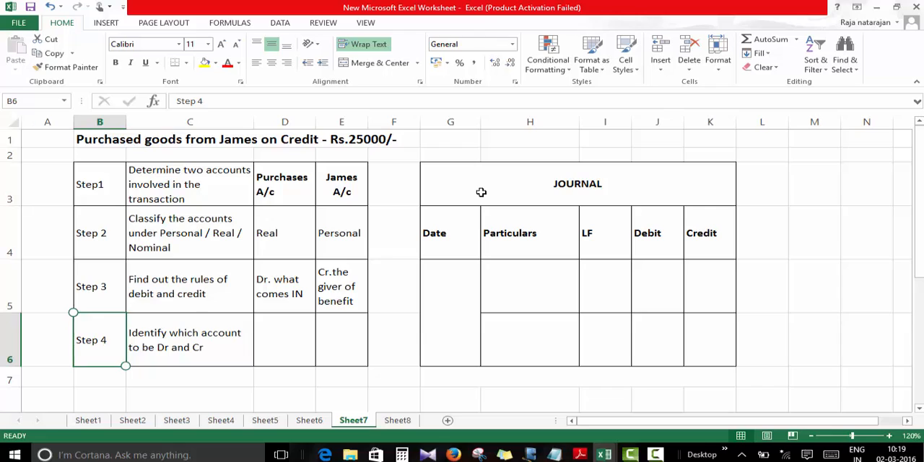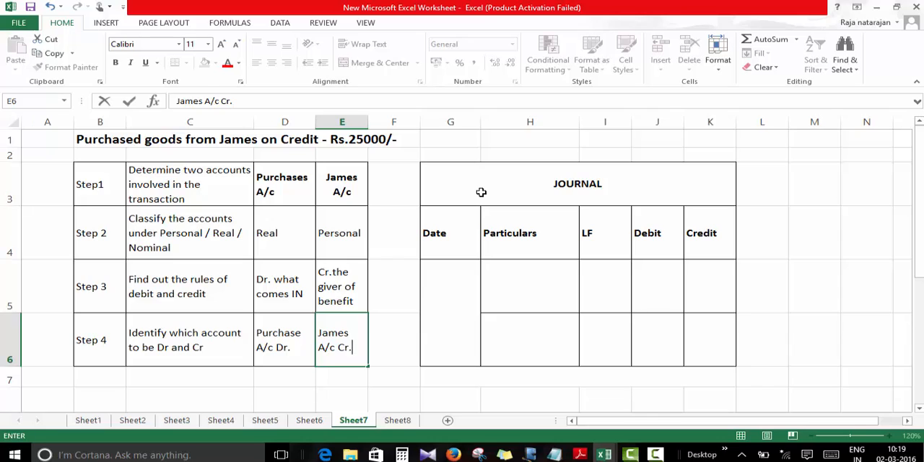Fine. So step 4, identify which account should be debited and which account should be credited. And we know purchase account is the account where the goods are coming in, and the real account says debit what comes in, so purchase account has to be debited. So I'll write purchase account debit, and which account should be credited? James is giving you the benefit, credit the giver of benefit, so James account should be credited.